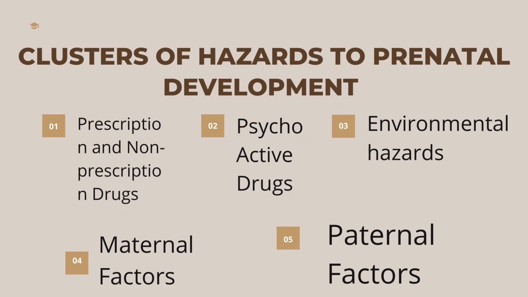Third one is the environmental hazards. This includes radiation, environmental pollutants, toxic waste, and prolonged exposure to heat such as saunas and bathtubs. Early exposure can affect children's mental development. Number 4 is the maternal factors. Maternal nutrition during pregnancy may result in inadequate growth of the fetus. Number 5 is the paternal factors. These paternal factors that can affect prenatal development include exposure to lead, direct radiation, and petrochemicals. At the end of this topic, we should remember that human life begins at conception.